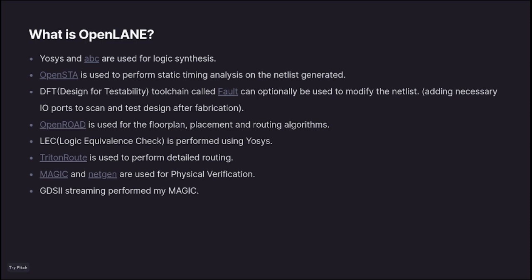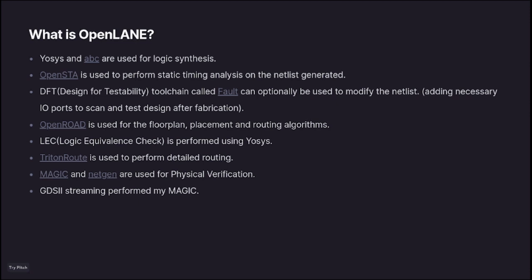OpenROAD is again just part of OpenLane, used for floorplan, placement and routing algorithms. In an IC there might be a lot of wires, and routing them is the biggest problem since it takes up the most amount of space. So routing the best way possible in a given area is really essential, and OpenROAD does that for you.